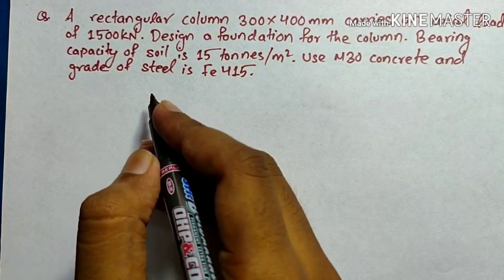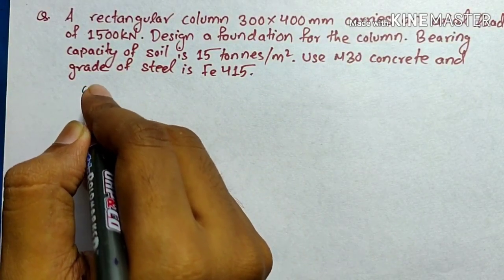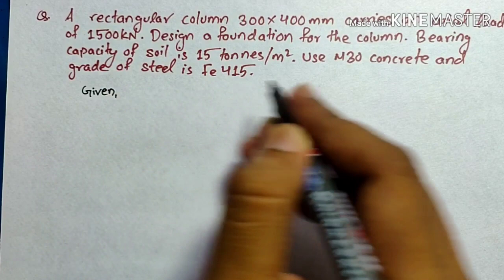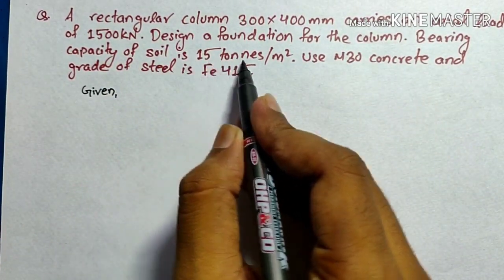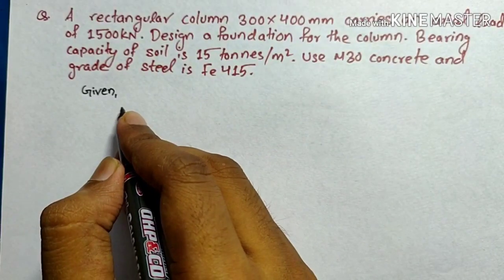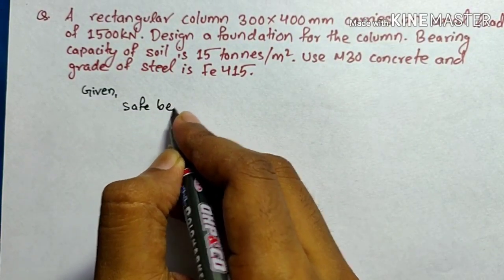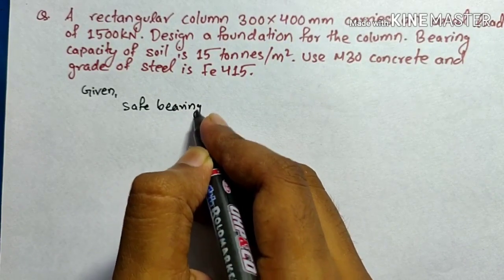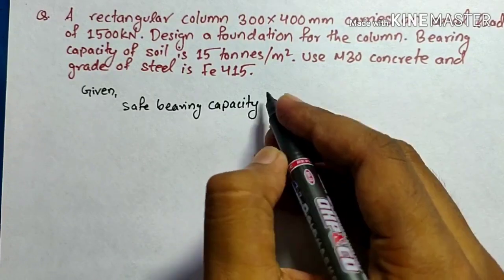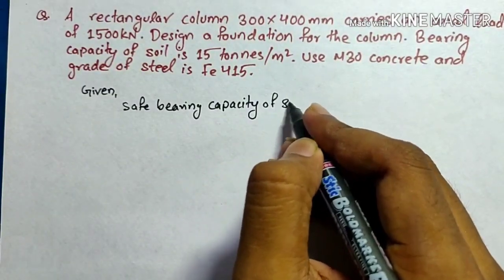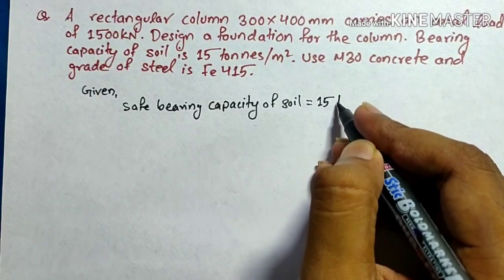So let's write down what we are given in the question. That is, we are given the safe bearing capacity of soil is 15 tons per meter square. So writing down, safe bearing capacity of soil equals to 15 tons per meter square.